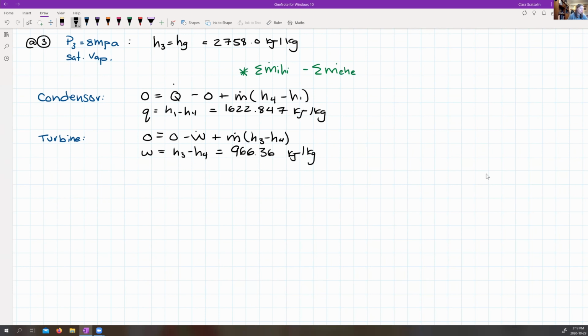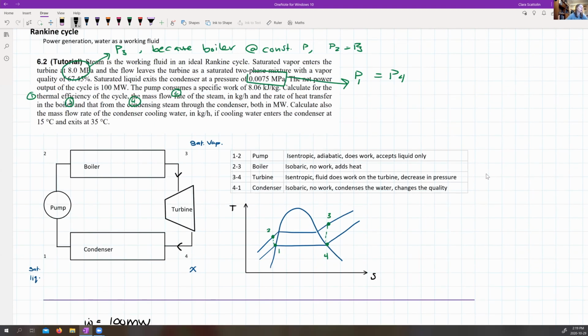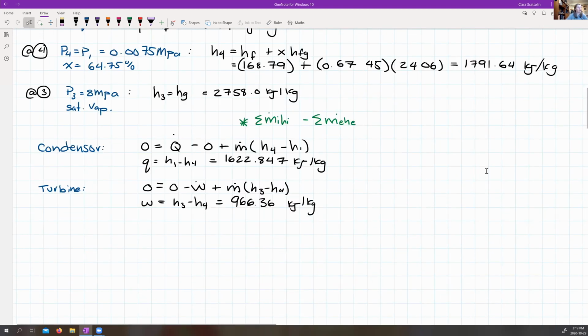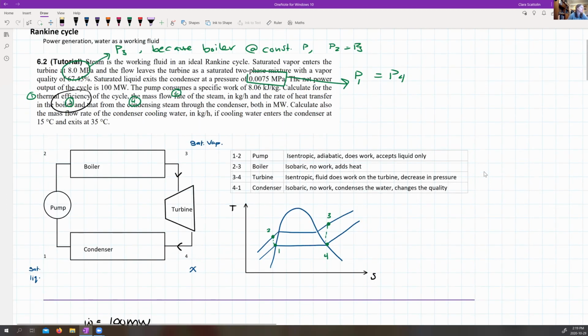Now I have to look at the work of the pump. Why am I going to look at the work of the pump? Because I know the value of the work of the pump, but what I'm really interested in, in order to answer the question, is the heat transfer into the boiler. That's part of what I'm trying to solve for, but I don't know H2. I don't know anything about that point in the diagram. I know the states of all of the other points, so I was able to find the values from the table, but I know nothing about that state. However, knowing the work of the pump, I can reverse engineer the enthalpy at that state.